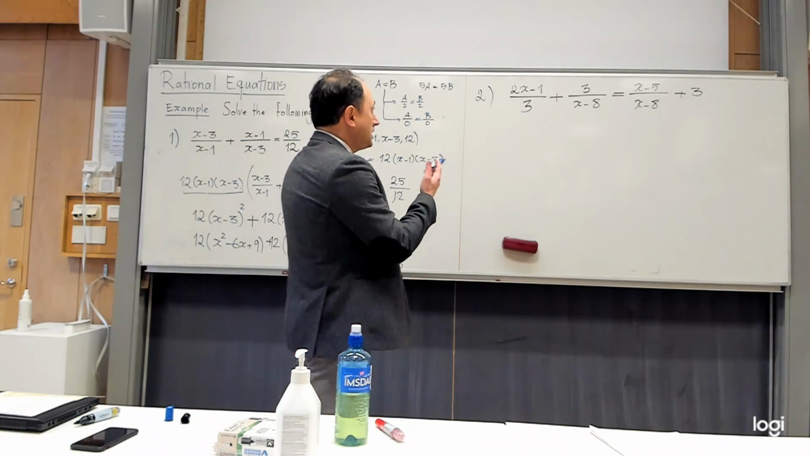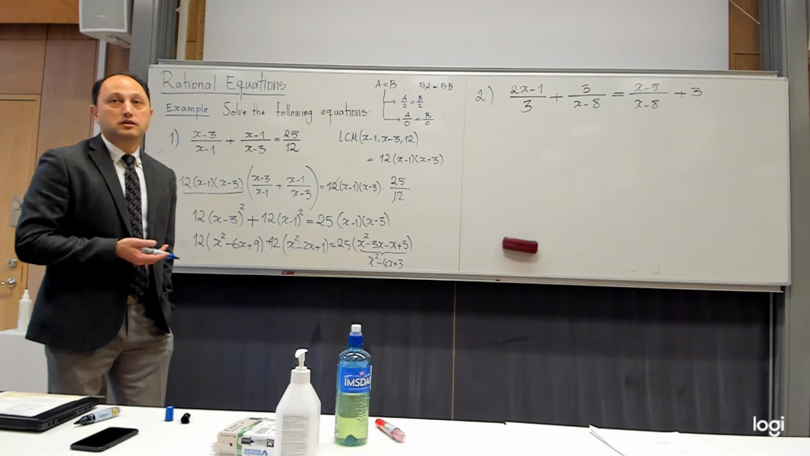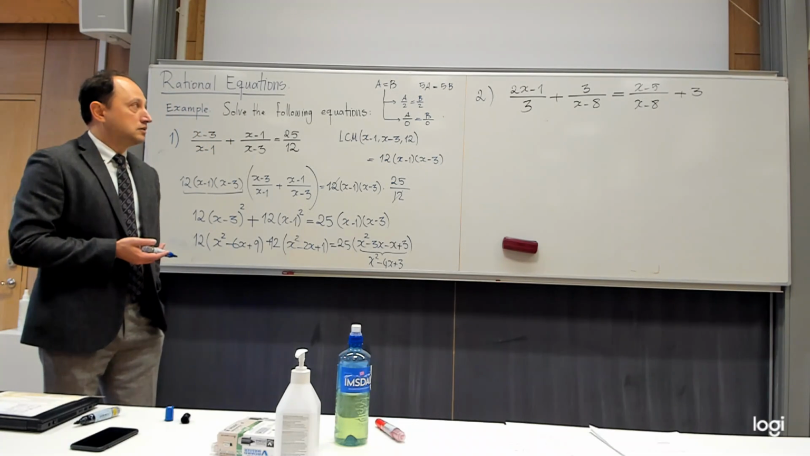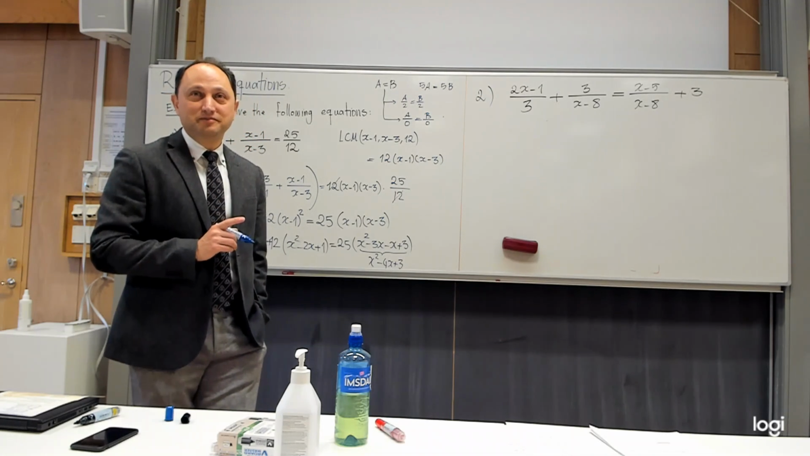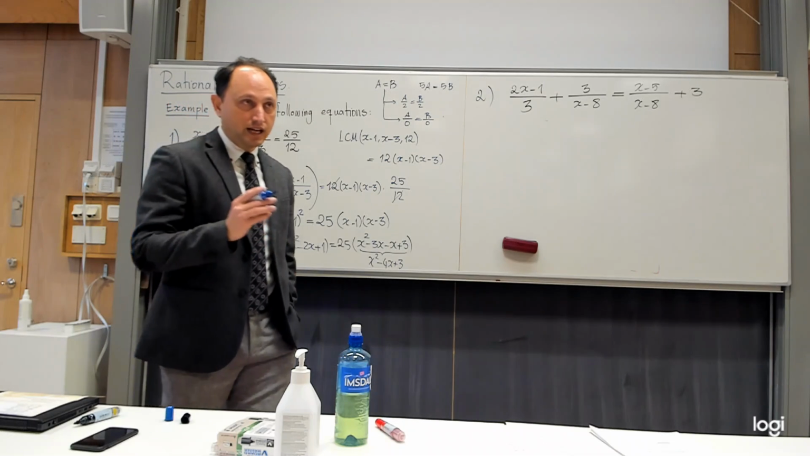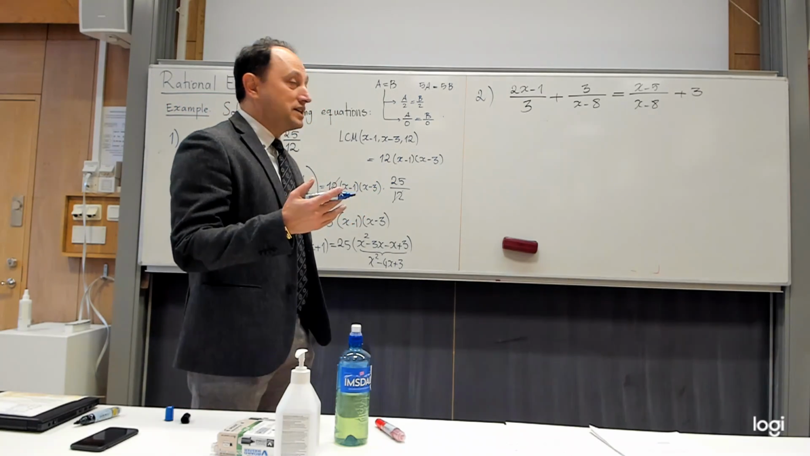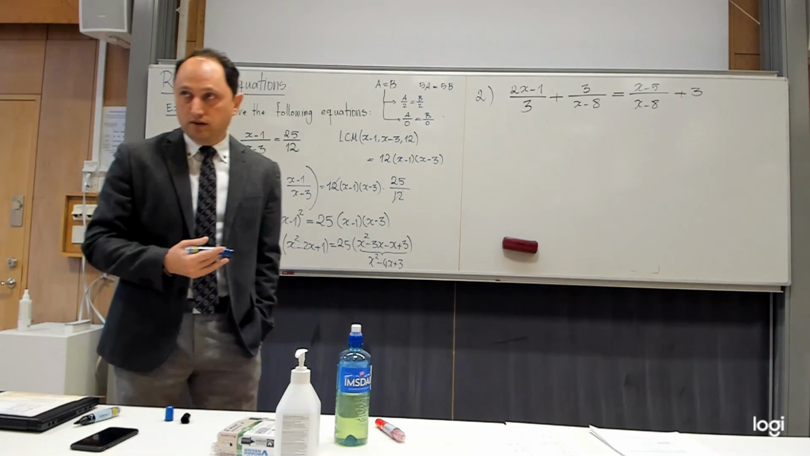So can you tell me what is the least common multiple in this case? Yes? 3 times (x minus 8). Yes, 3 times (x minus 8). Of course, 3 times (x minus 8) to the power 2 will work, but that's just a common multiple. It's not the least common multiple.